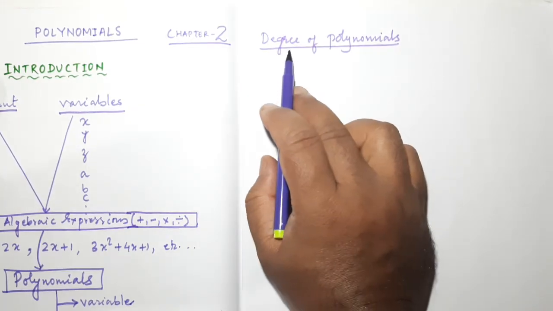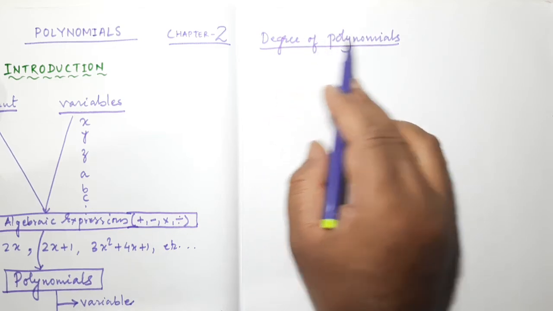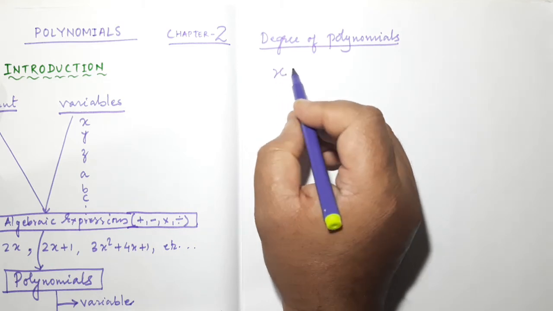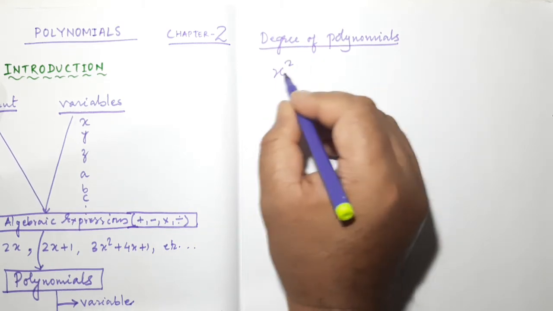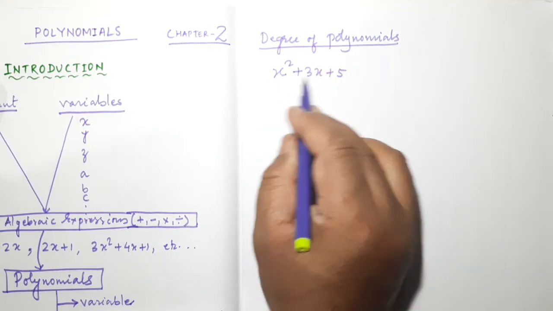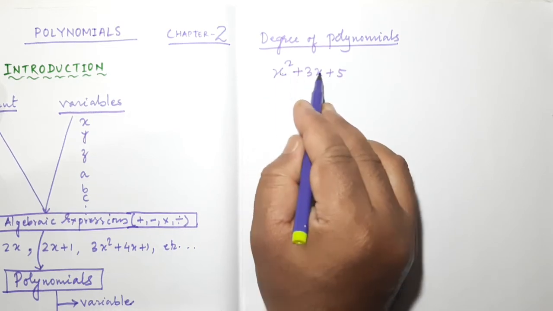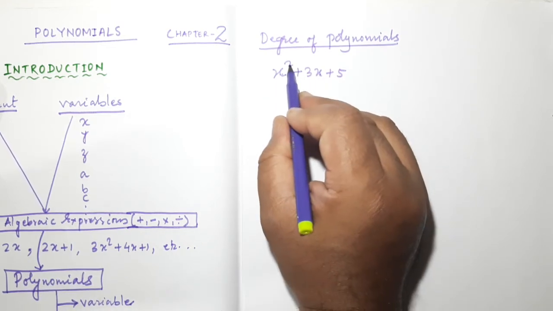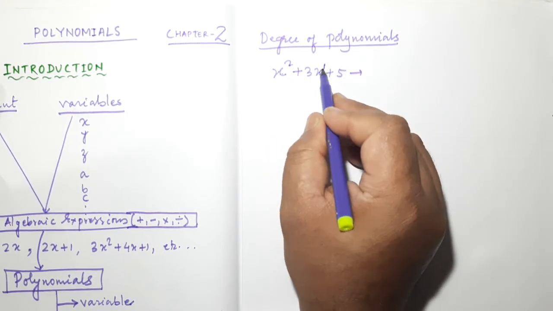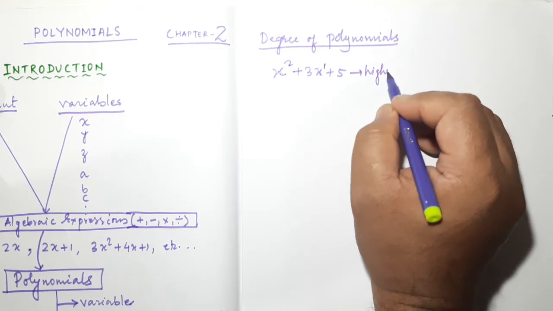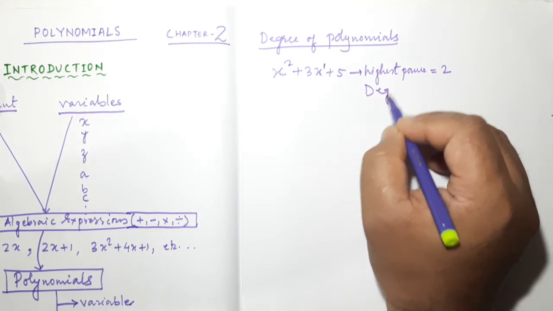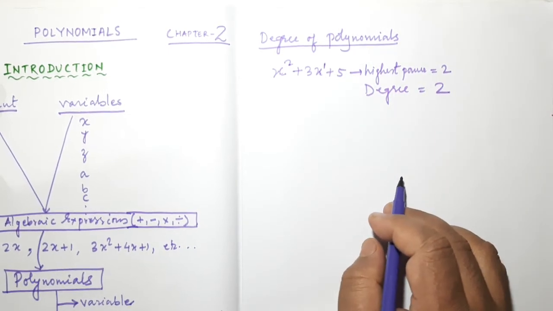Now, the last topic before we do exercise 2.1 is the degree of a polynomial. I'll write one polynomial: x square plus 3x plus 1. This is a polynomial with one variable, x. You can see the powers on the variable are 2 and 1. What is the highest power here? The highest power is 2, so the degree will be 2. Okay, children? One more time.